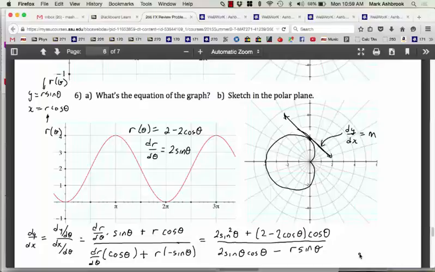Okay. Makes perfect sense. And I said we want to know the slope at pi over 2. So this is going to be easy, because what's the sine of pi over 2? Sine of pi over 2 is 1. Cosine of pi over 2 is 0. So everything's going to be easy, right? Sine of pi over 2 is 1, so we're going to have 2 plus 2 minus 0 times 0 over.